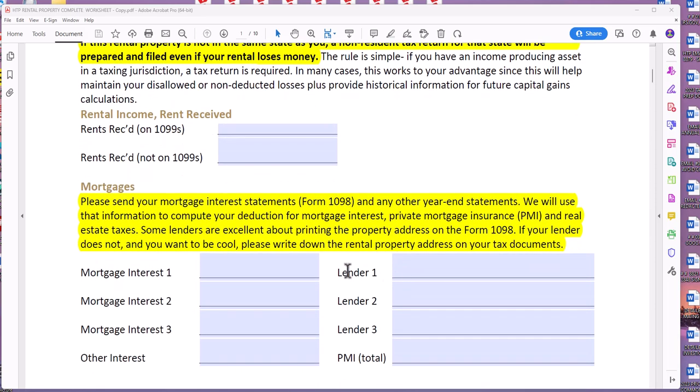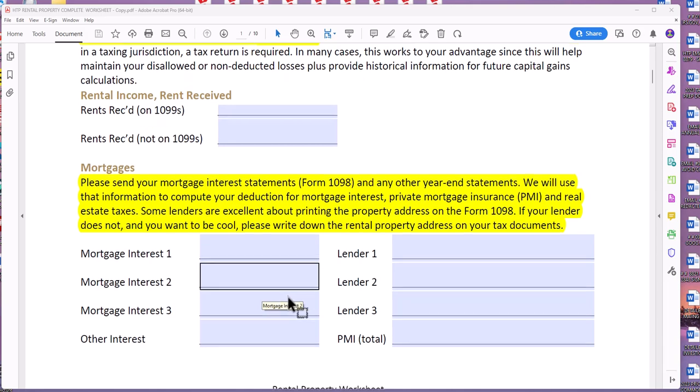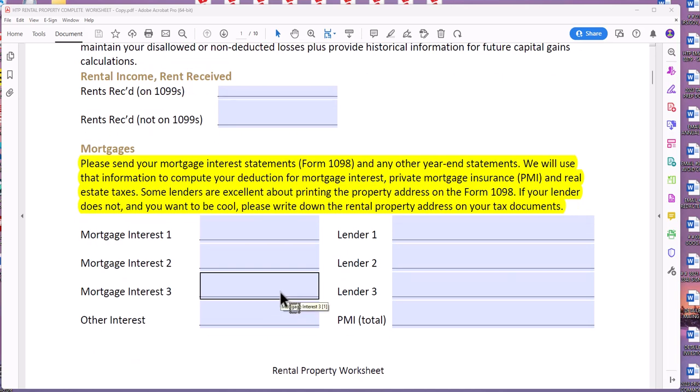If you have a mortgage on your property, you're going to put the first mortgage here. Sometimes people refinance to pull additional monies out, so that's why we have the second mortgage interest statement. Or you may even have 3 mortgage interest providers. So make sure that you put the amount of interest that you paid and the lender.